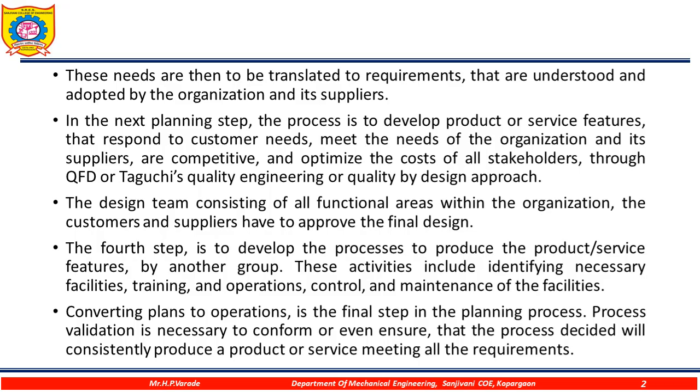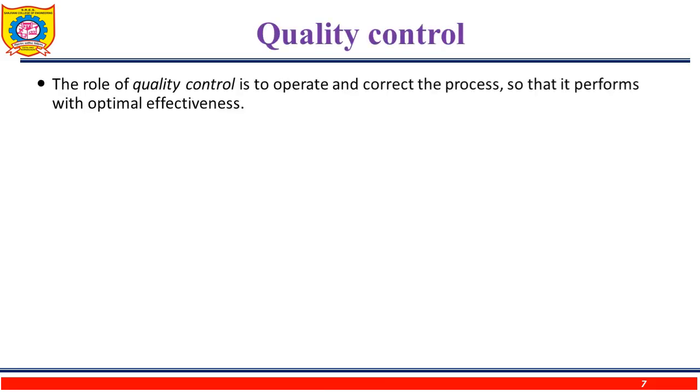The process validation is necessary to confirm or even ensure that the process decided will consistently produce a product or service meeting all the requirements. The next one is the quality control part. The role of quality control is to operate and correct the process so that it performs with optimal effectiveness.